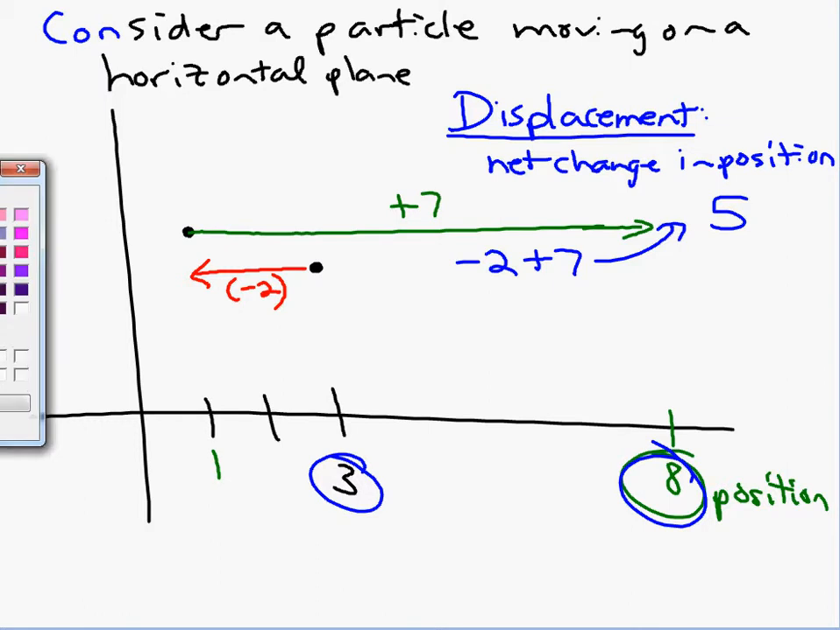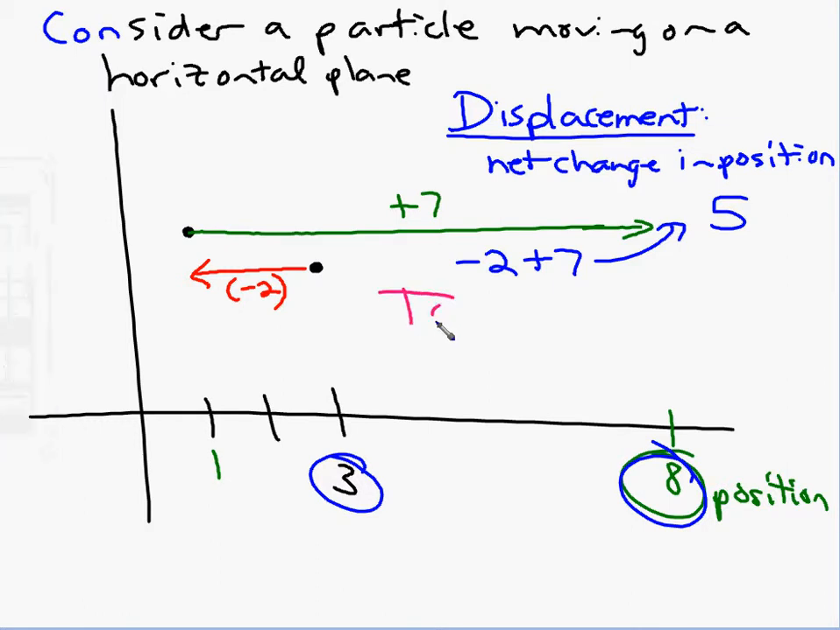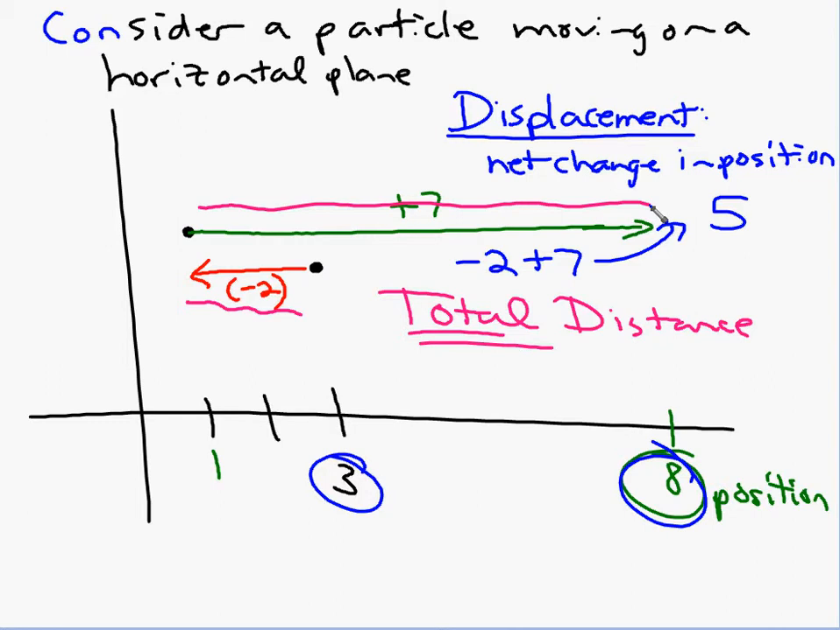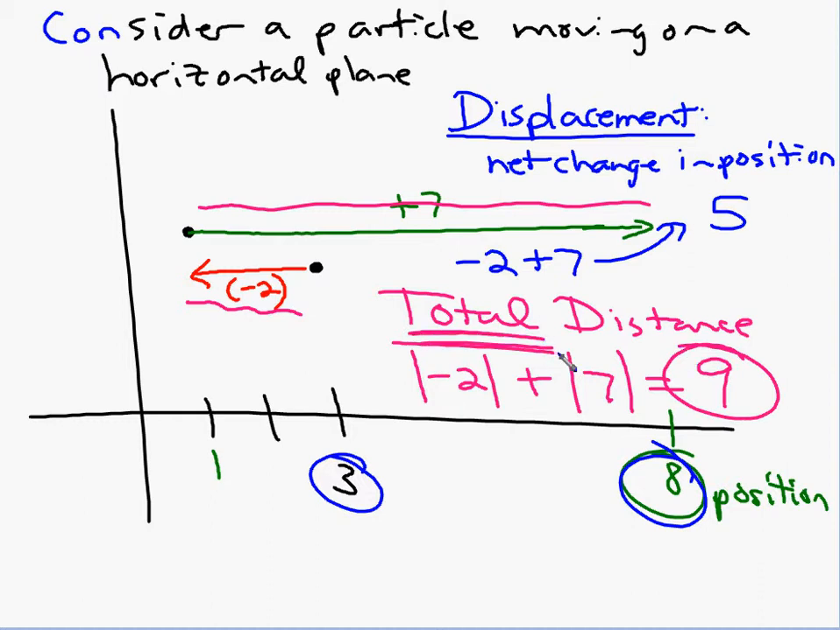But one other idea is total distance. The total distance it traveled is different than the displacement. In this case, it moved to the left 2 and then to the right 7. So in reality, we have to think of the absolute value of -2 plus the absolute value of 7 and see that it moved a total of 9 units. When we consider total distance, we're considering absolute value.